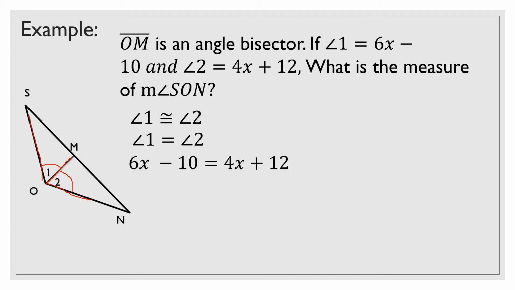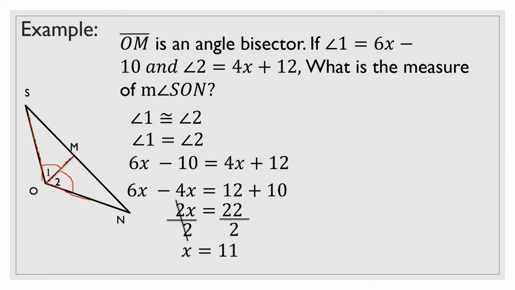We will now have 6x minus 10 equals 4x plus 12. So, to find the value of x, combine similar terms. Magkakaroon tayo ngayon ng 6x minus 4x and then equals 10 plus 12. So, that will be 2x equals 22. Then, divide both sides of the equation by 2. So, the value of x is equal to 11. Now, what we are looking for is the measurement of SON.